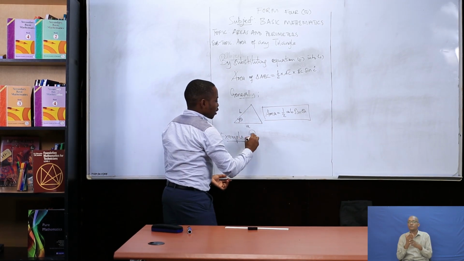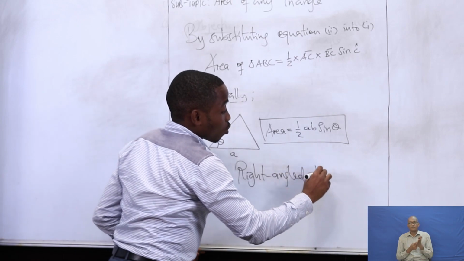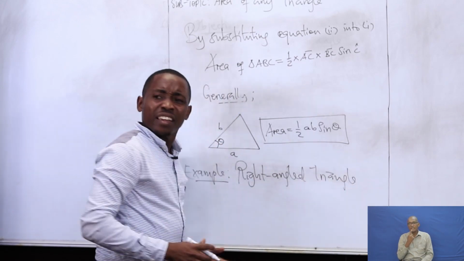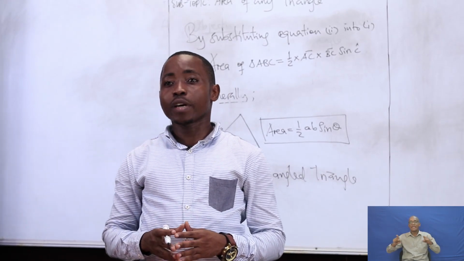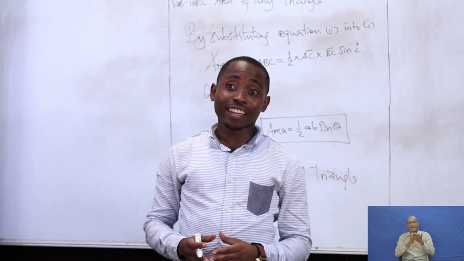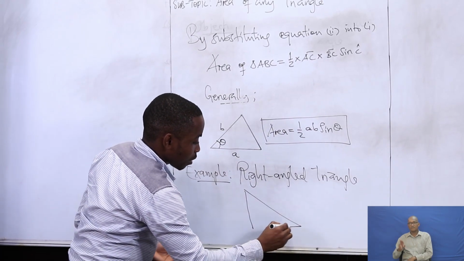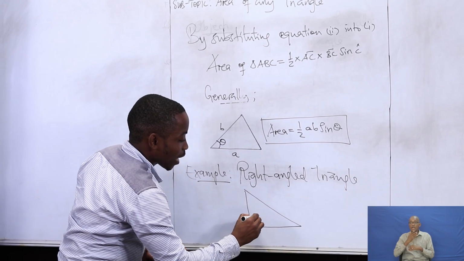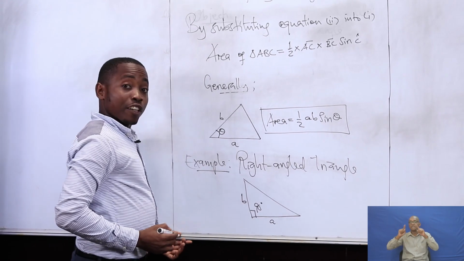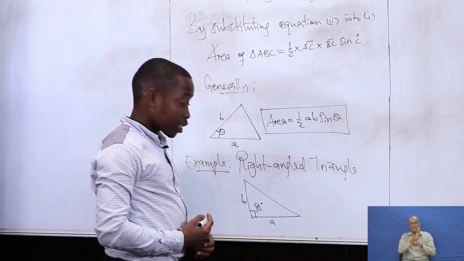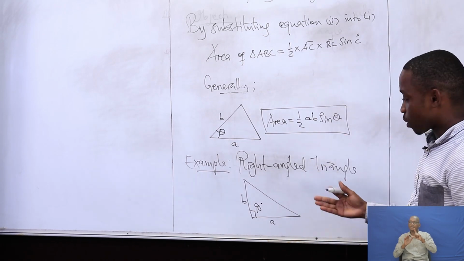If we have a right-angled triangle, why do they say the area of a right-angled triangle must be a half times base times height? There is no sine or anything. For a right-angled triangle, we have a special case, this one. This is our right-angled triangle. Our angle here is 90 degrees. This is side A and this is side B. So if we need to find the area for this particular triangle, how can we write this one?